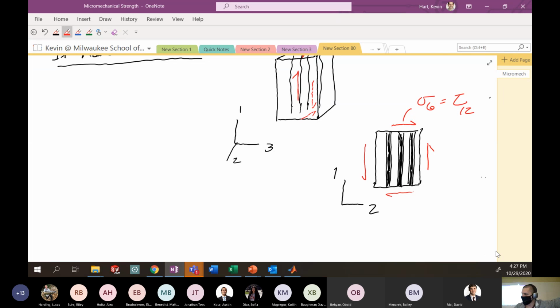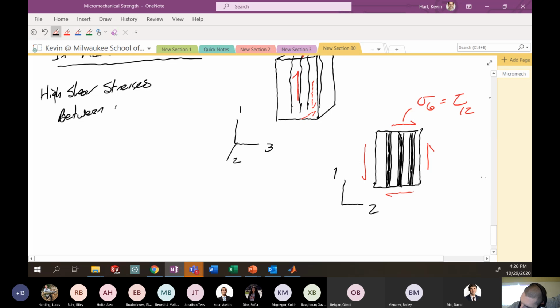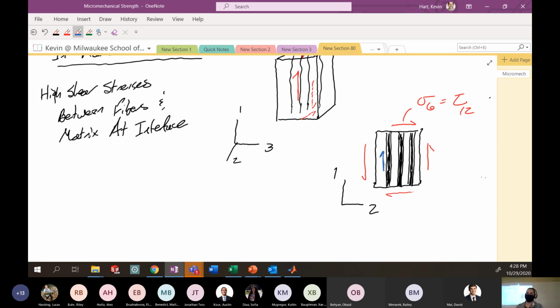What happens is these guys tend to fail in shear right at the interface between the fiber and the matrix. So here, high shear stresses between fibers and matrix at the interface. What I mean by that is there are high amounts of shear right at this interface here, between this fiber and this matrix. These fibers basically want to slide out of the matrix more or less.